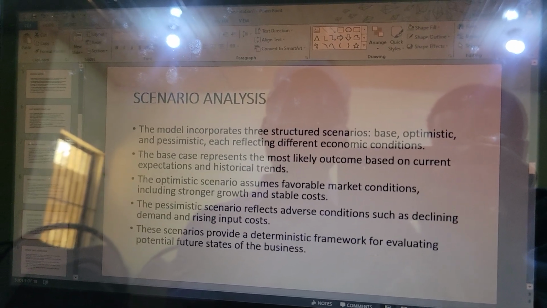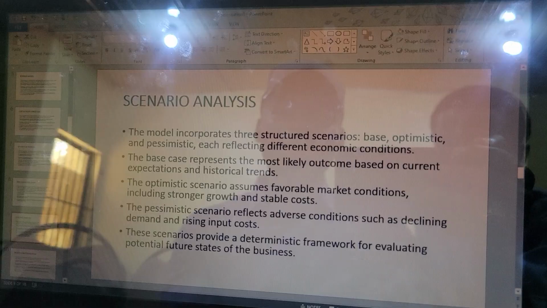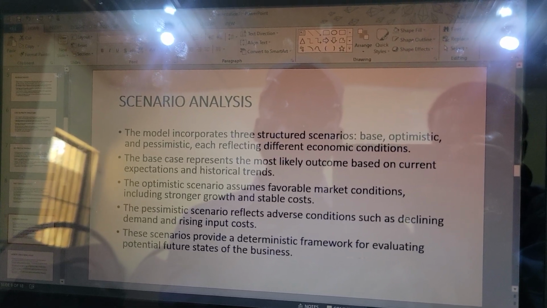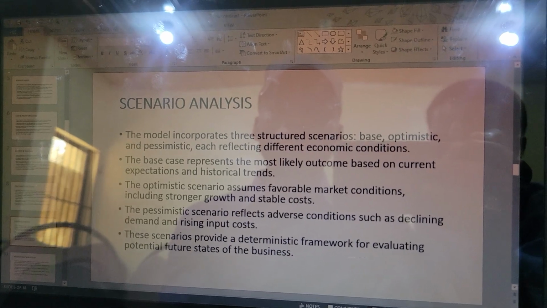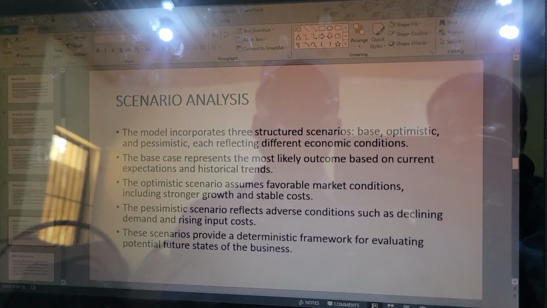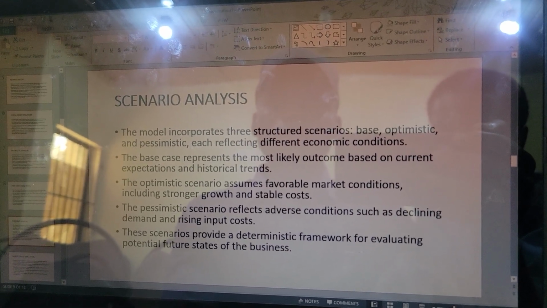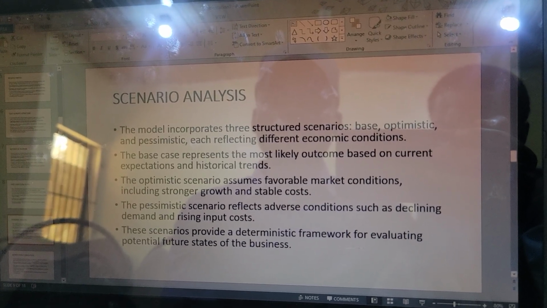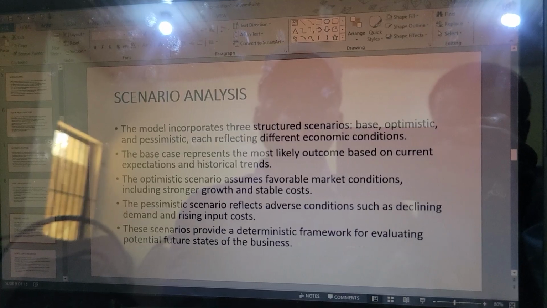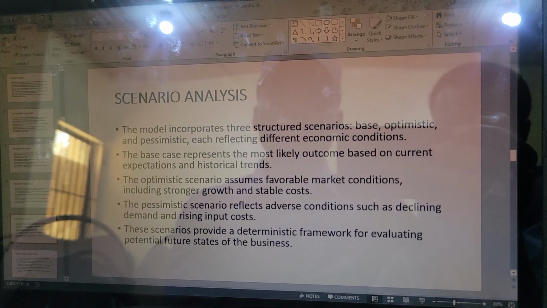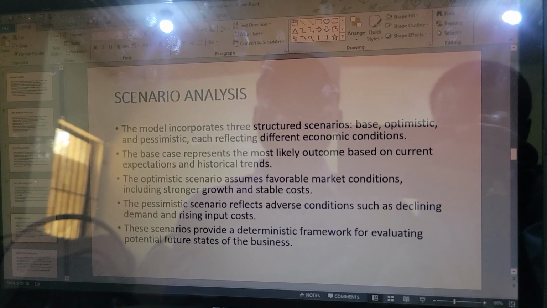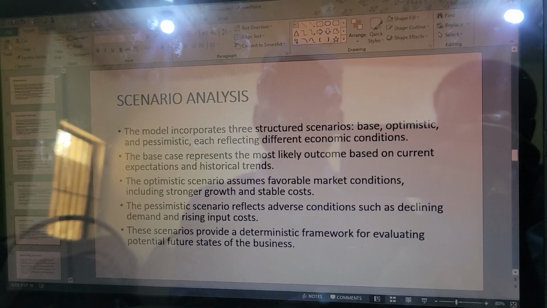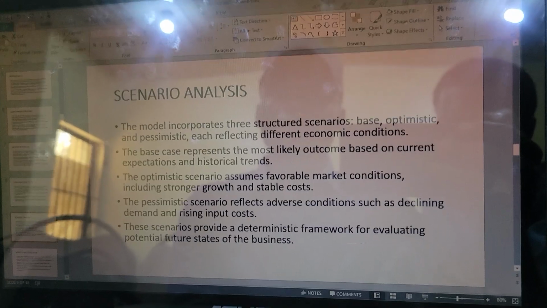Scenario analysis. The model incorporates three structured scenarios: the base, the optimistic, and the pessimistic, each reflecting different economic conditions. The base case represents the most likely outcome based on current expectations and historical trends. The optimistic scenario, however, assumes favorable market conditions, including stronger growth and stable cost. The pessimistic scenario, on the other hand, reflects adverse conditions such as declining demand and rising input costs. These scenarios provide a deterministic framework for evaluating potential future states of the business.